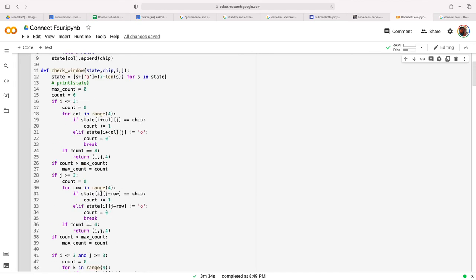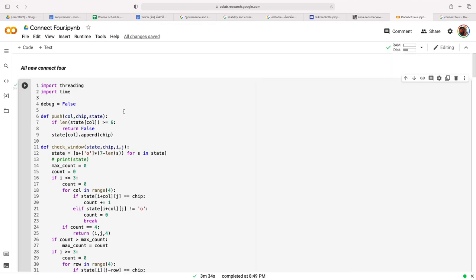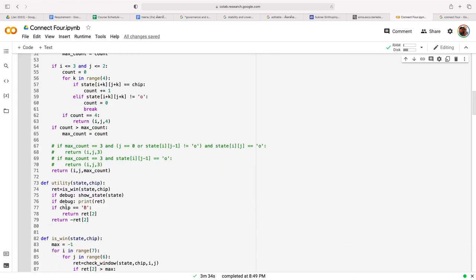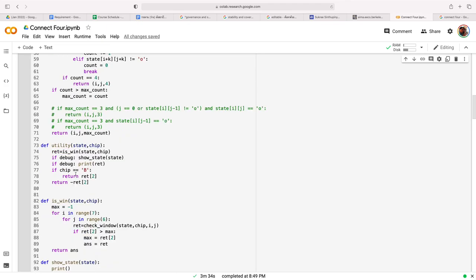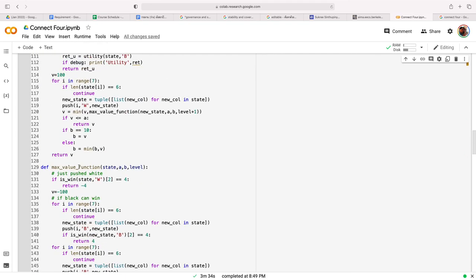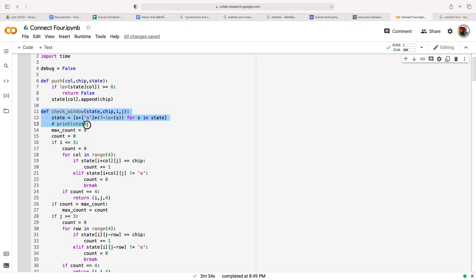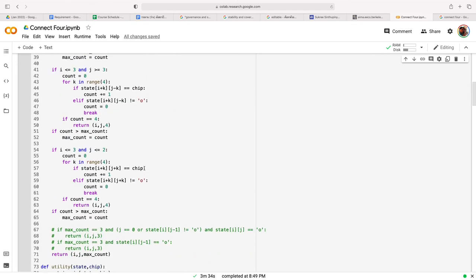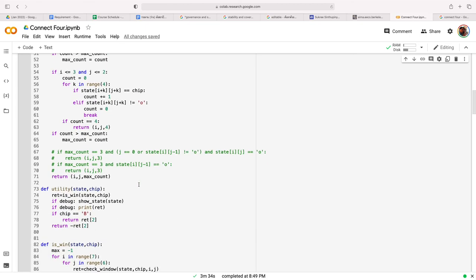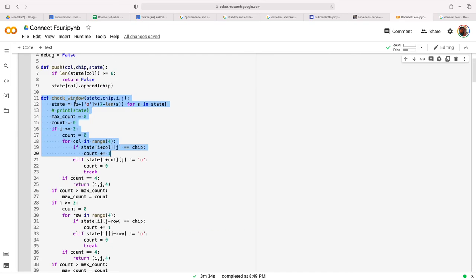You can try by yourself and play with it. In this game playing part, I plan not to teach you so much, but you can try to understand something like the utility function, the one that checks whether it is a win or not. And I have the function that finds how good each board state is, counting how many whites in a row, how many blacks in a row, and checking the values from the check window here.